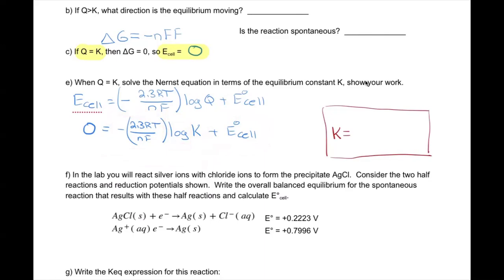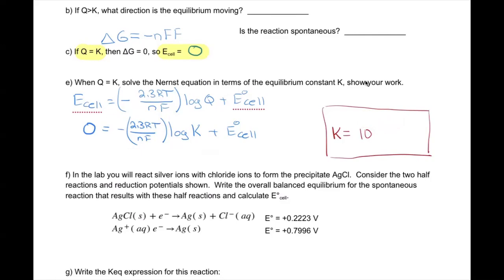And so in the end, what you'll see is your K equation is going to be in the form of 10 raised to some exponent here. And that's really what you're solving for. If you have questions, let me know.